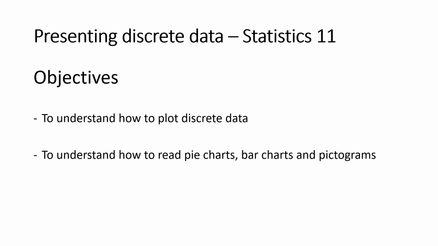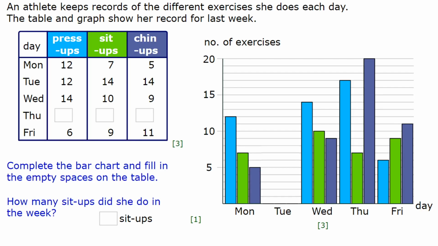So how do we actually present the discrete data? Well, let's look at a few examples of how we do it. First, let's look at this bar chart. An athlete keeps a record of the different exercises she does each day. Here is what she does. Using the bar chart and using the table, work out the missing bars and values.